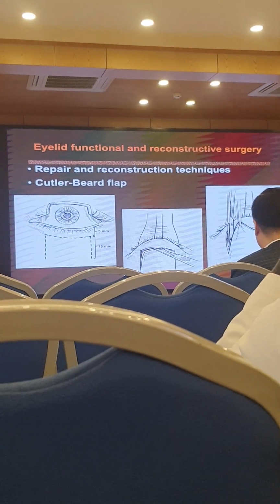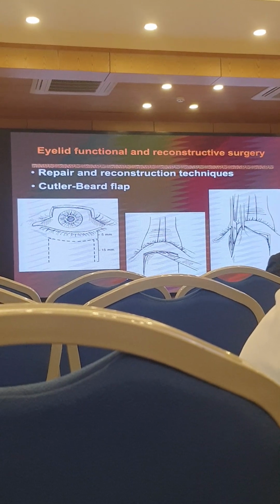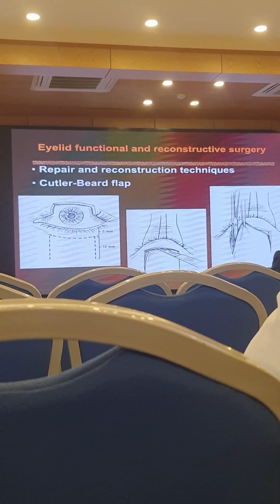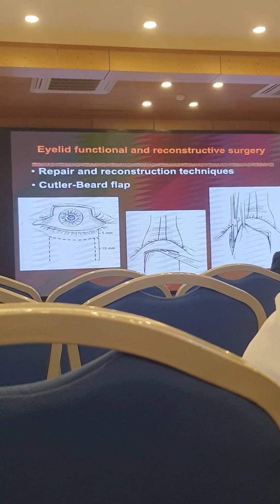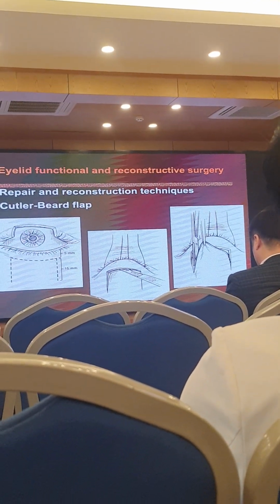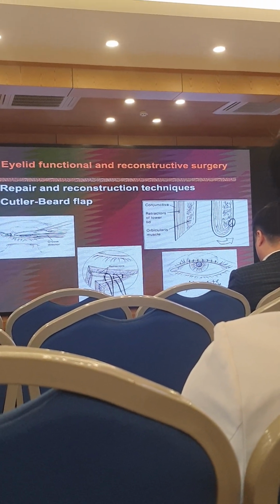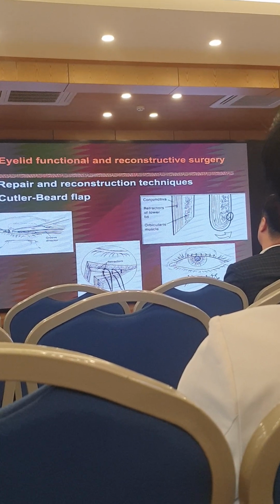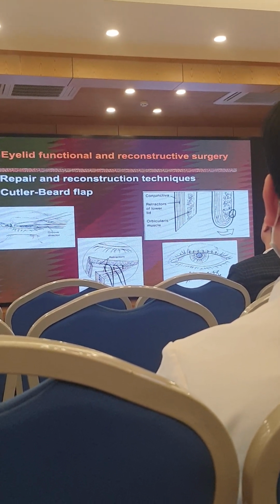Now this is a Cutler beard procedure. It's kind of the opposite of a Hughes procedure. Hughes procedure, we're using upper flap to reconstruct the lower lid. Here you're using lower lid to reconstruct the upper lid. It's not quite as effective as a Hughes procedure because the tarsus is much smaller in the lower lid, so you don't have as much support and rigidity when you're doing a Cutler beard procedure.